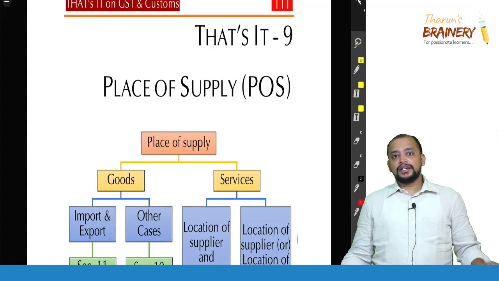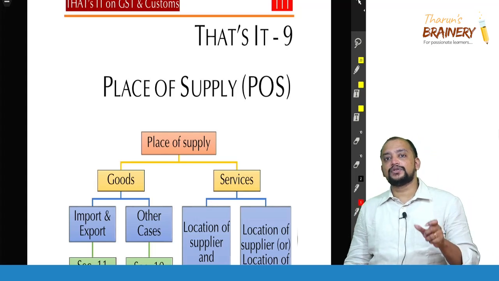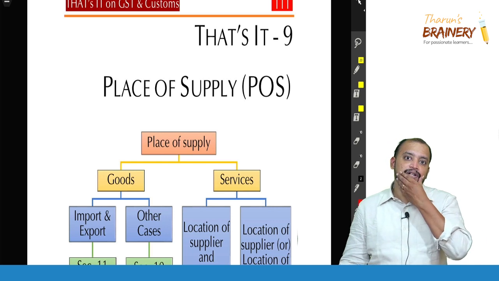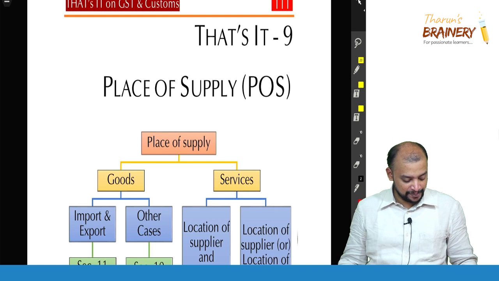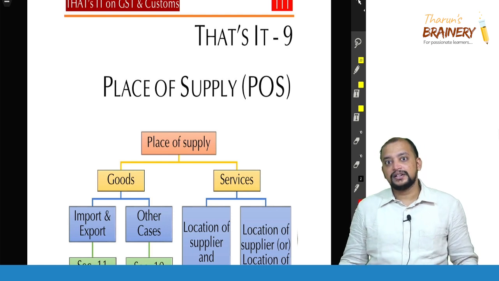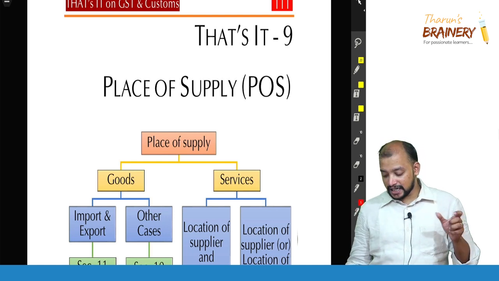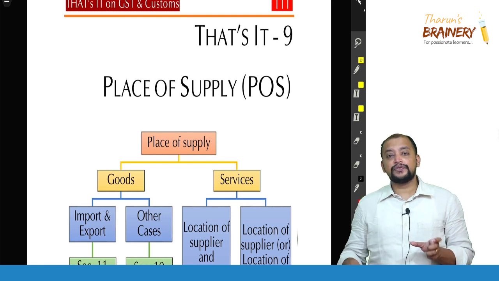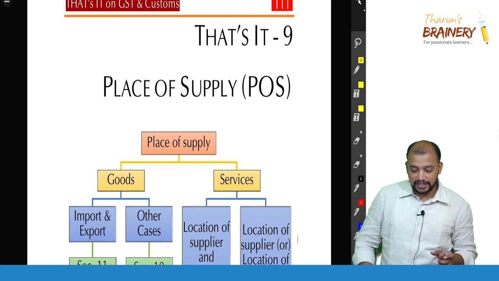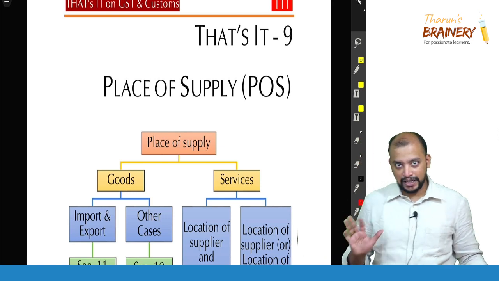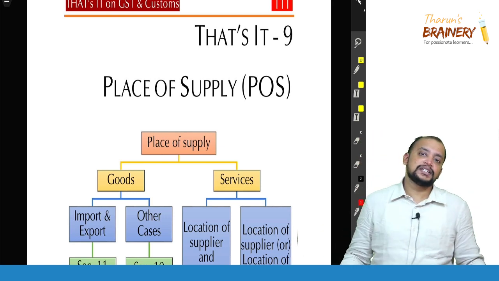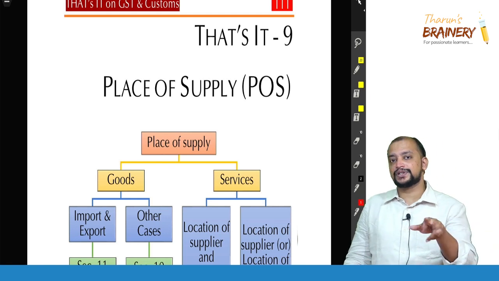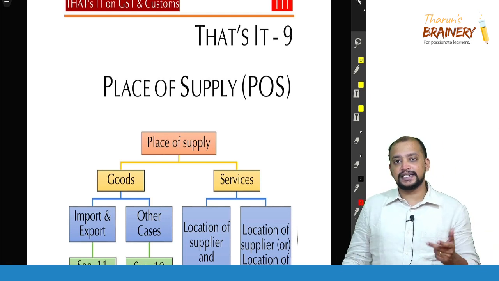Place of supply is one of the factors to determine whether the transaction or the supply is intrastate supply or interstate supply. So there are two factors: one is location of supplier and second is place of supply. These two factors determine whether a transaction is intrastate supply or interstate supply. We already know if it is in the same state it is intrastate supply. If it is between two states it will be called interstate supply.